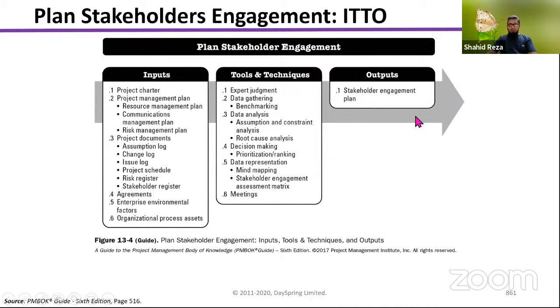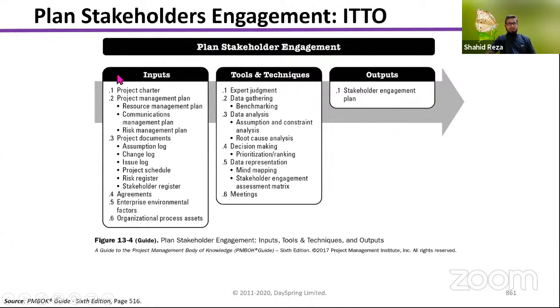Okay, so in this process, there is only one output, a stakeholder engagement plan. As I mentioned earlier, you can just extend the stakeholder register document and include this stakeholder engagement plan with extra columns. Or you can write another document on how you are going to manage the stakeholders. So it will be up to you. For simplicity, you can just use the stakeholder register and extend some columns, where you can write the stakeholder engagement plan for each stakeholder.